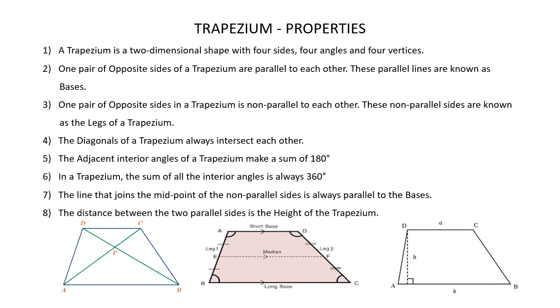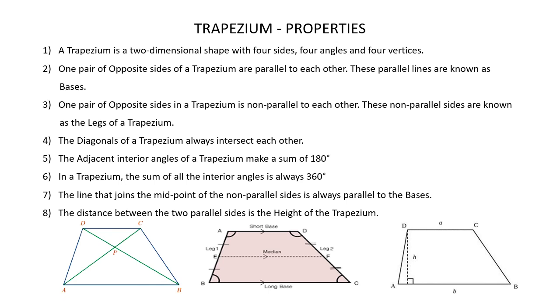The adjacent interior angles of a trapezium make a sum of 180 degrees. Now, what are adjacent interior angles? Here, angle A and angle B are adjacent interior angles. Angle B and angle C are adjacent interior angles. Angle C and angle D are adjacent interior angles. Angle D and angle A are adjacent interior angles.